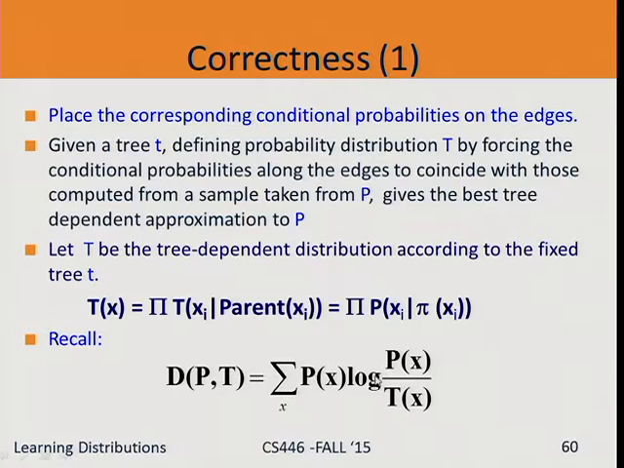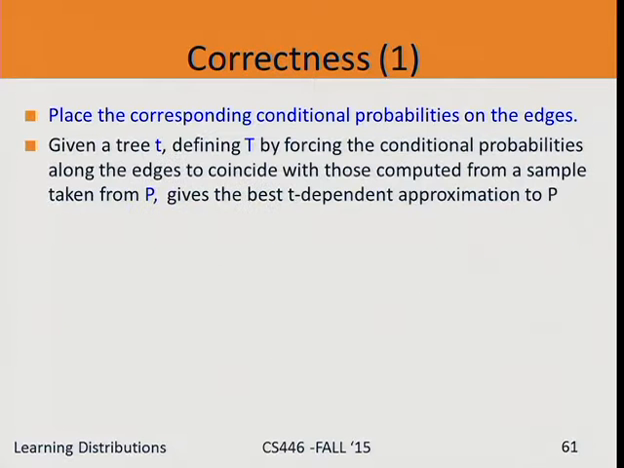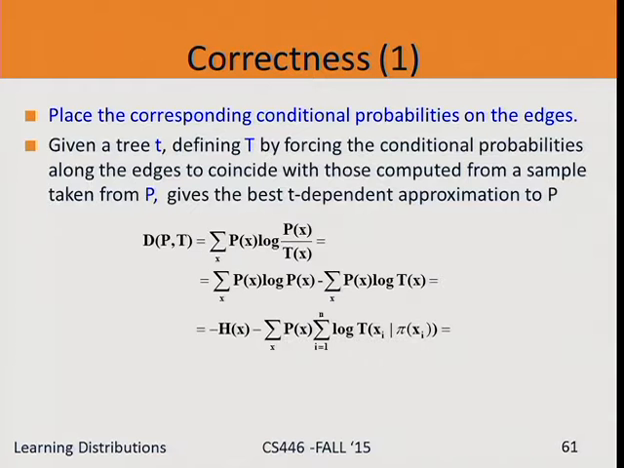I'm going to use a distance metric between P, the distribution that produced the data, and T, the one I've generated, as a way to decide if I'm doing the right thing. Okay, so this is the distance between P and T. We define it to be the sum over all x's of P of x log P divided by T. I'm going to write it this way. So it's P log P minus P log T, right? Just the definition of log.